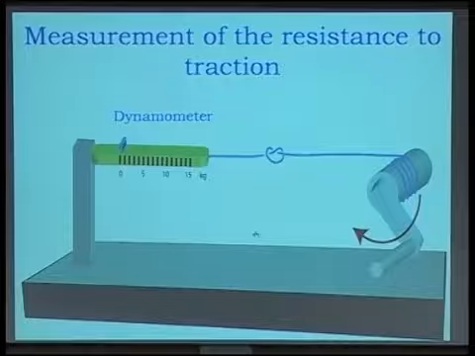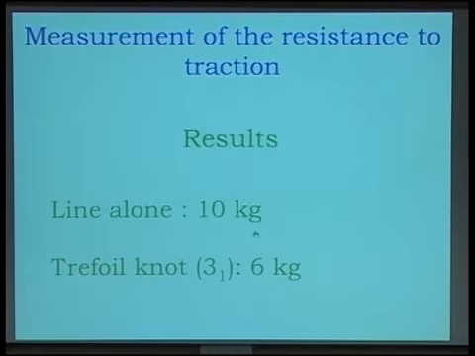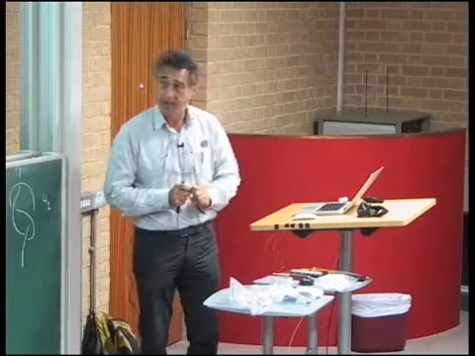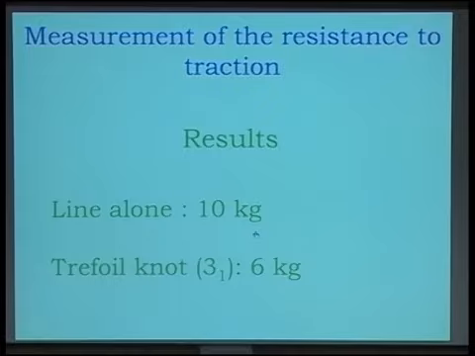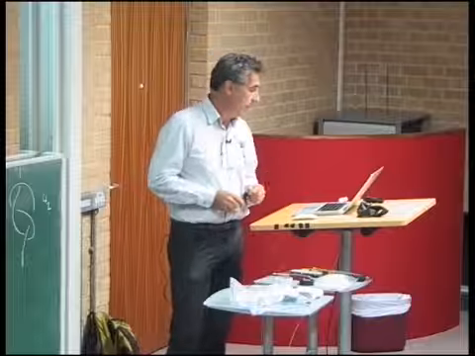And what is the result of this experiment? It's very interesting. You take the fishing line alone. It is given a 10 kilogram maximum force of tension. If you do it properly, it will really break only at this force. If you put a trefoil knot here, you will have a reduction of 40% of the resistance to traction. So you must be careful what type of knot you are putting on your rope, because this will reduce the resistance to traction.